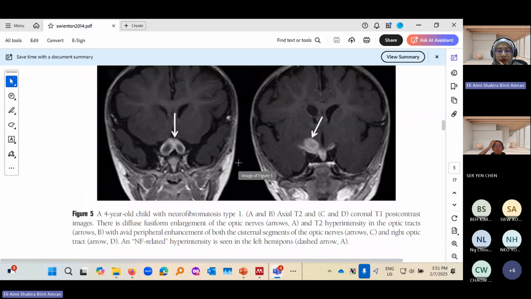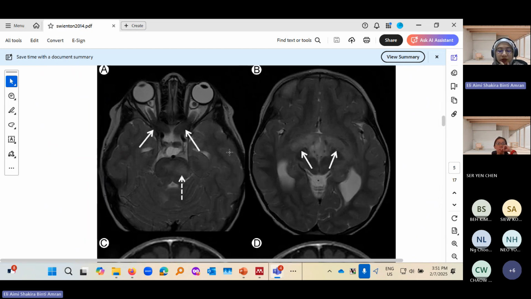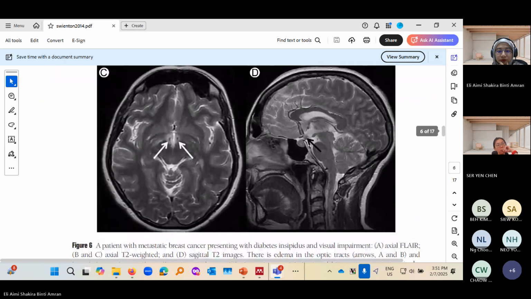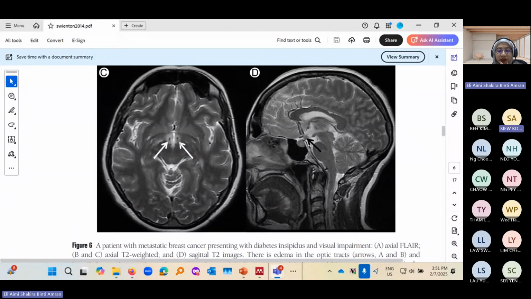Okay, this case is neurofibromatosis. In a child, a cancer type as well. So we can see there is an abnormal mass at the back near the optic chiasm. This is the optic chiasm. This is the optic nerve. Okay, so this has already metastasized now.